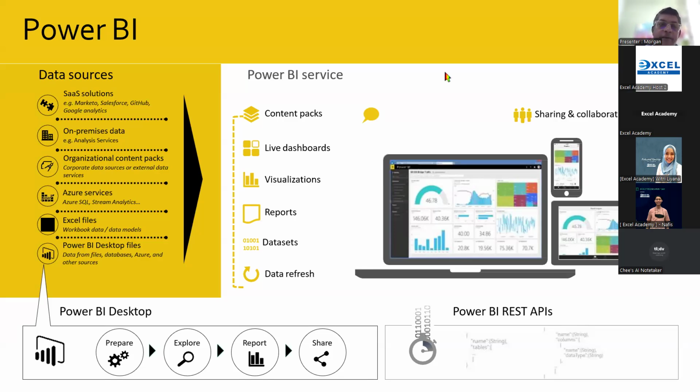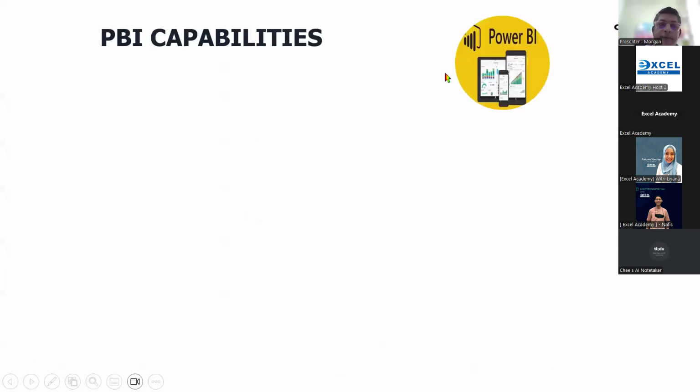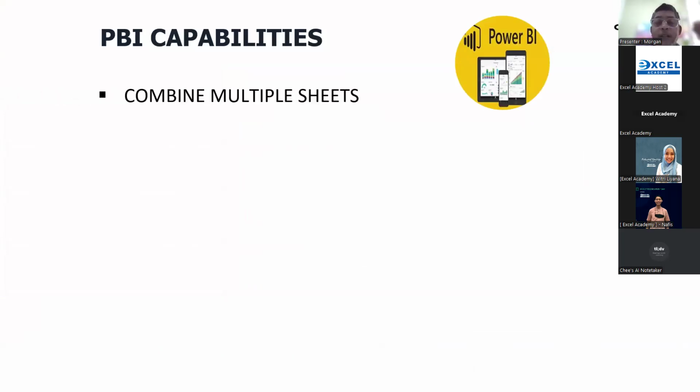Okay, now capabilities. Okay, a fast one on the capabilities. Must know all this. You all must know. Then only you will understand what you can do. You can have multiple sheets to be combined. I'm talking about Microsoft Excel file here.